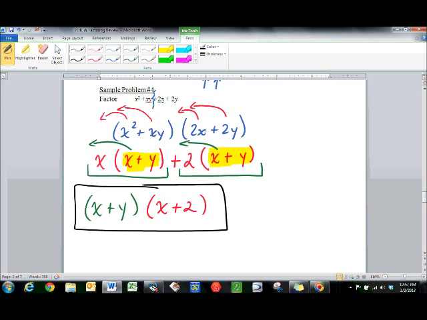Now, this is going to take lots of practice. If you don't get it the first time, that's fine. Just keep in mind that you're going to need to continue to practice this for it to be useful, and all of these factoring techniques are going to be extremely important as we move into Chapter 5 and Chapter 6 and Chapter 7 and Chapter 9 as well.